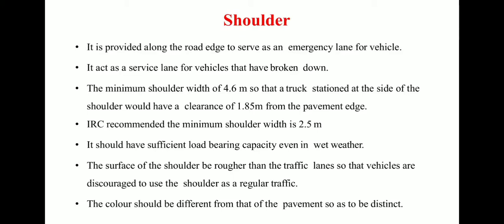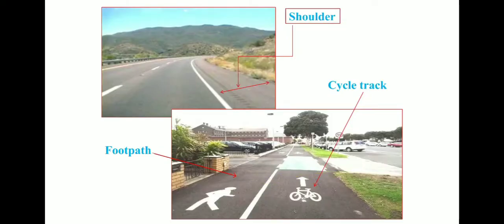Means it should not damage the vehicle or even damage the road. Then the surface of the shoulder should be rougher than the traffic lane, so that vehicles are discouraged from using the shoulder as a regular traffic lane. The color should be different from that of the pavement, so as to distinguish that it is a shoulder and not the carriageway. This shoulder only serves as a standby carriageway. So here you can see what exactly the shoulder is.